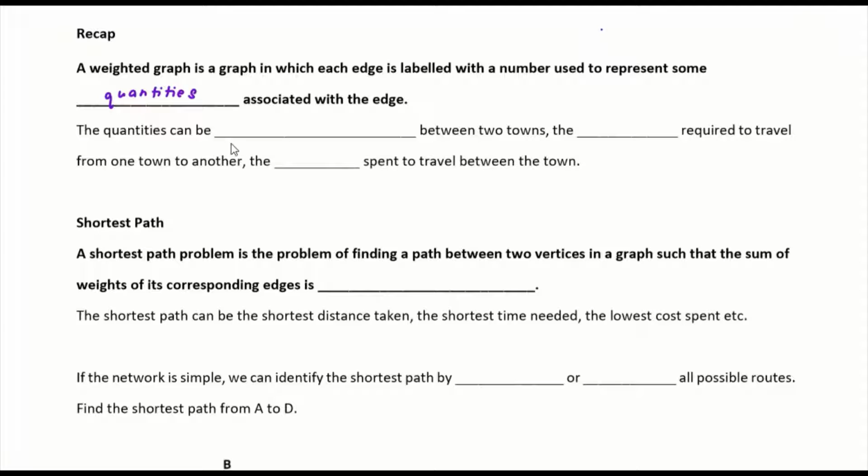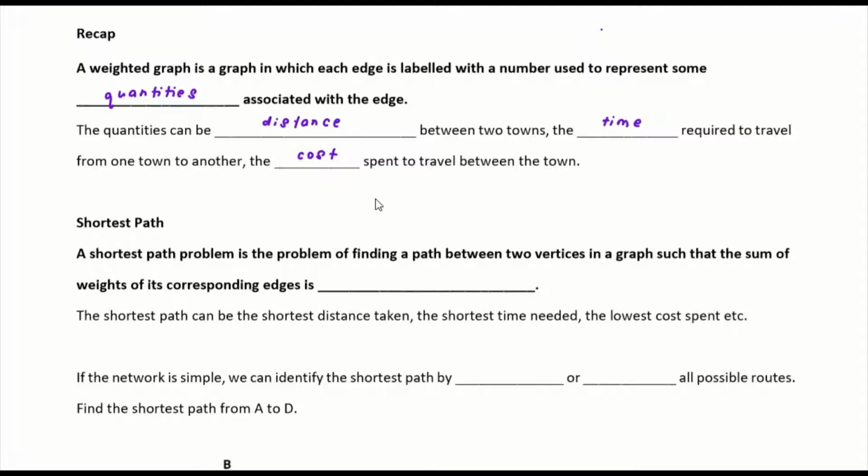For example, it can represent the distance between two towns. If the vertices of the graph mean towns, then the number on the edge between two vertices means the distance. Or it can mean the time required to travel from one town to another. You can even talk about the cost you need to spend to travel between the towns. All these quantities are possible, depending on the situation given in your question.